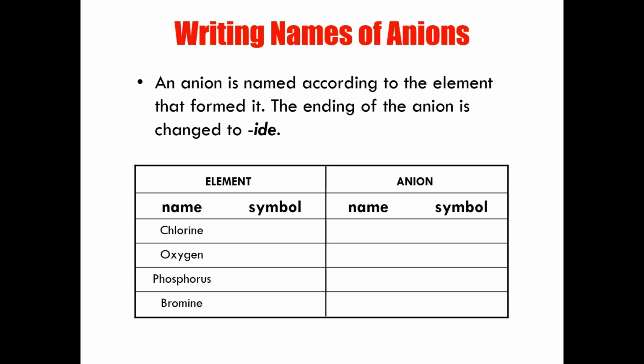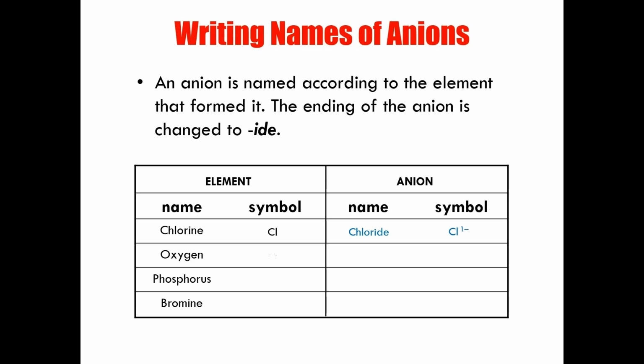In an ionic compound, the cation will have the original name of the metal element. However, anions always have an altered ending, and so an anion is named according to the element that formed it, but the ending of the anion is changed to "ide." So if you take chlorine, for instance, its element symbol is Cl. Now, its anion name is chloride, and its symbol is Cl1 negative. And of course, the charge is based on its position on the periodic table.